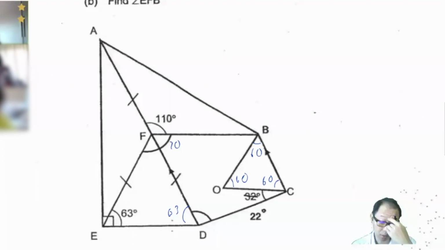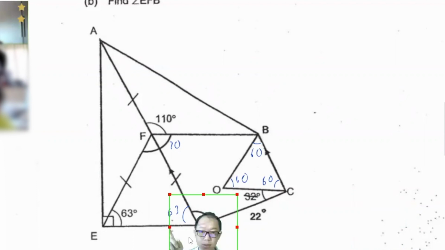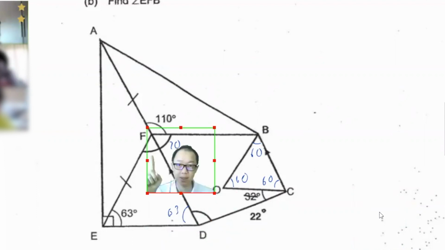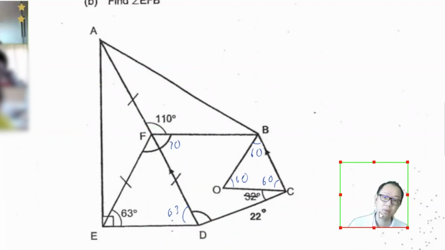70, 180. Now, if these two are 63, I'm just looking at this one. These two are 63, so I can find this first. So I just take 180 minus 63 minus 63. This method is called write out all angles first. This is 54. If I know that's 54, I can find this as well.